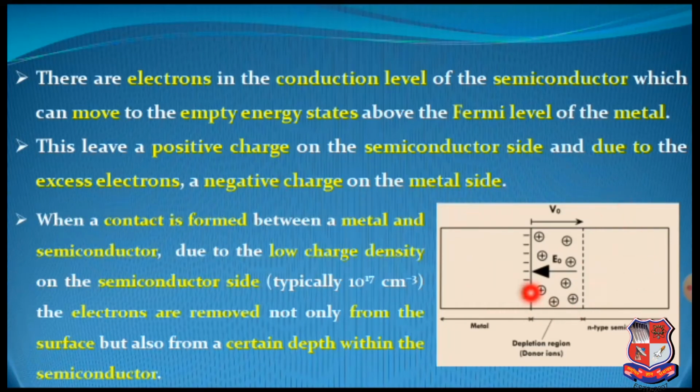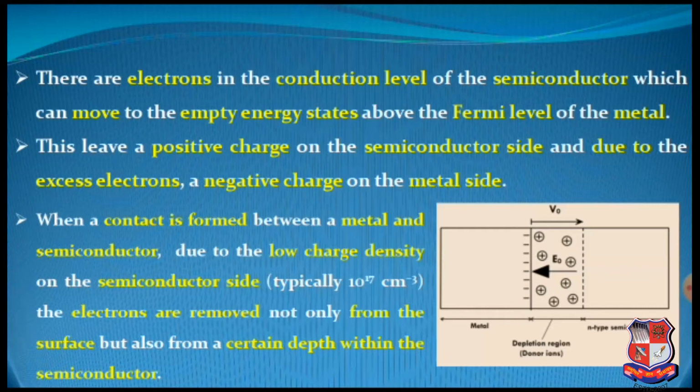So this is the metal n-type semiconductor phenomenon, where positive charges are left in the n-type semiconductor and negative charges of electrons are approaching the metal side. When a contact is formed between a metal and semiconductor, due to the low charge density on the semiconductor side, typically 10 to the power 17 per centimeter cube, the electrons are removed not only from the surface but also from a certain depth within the semiconductor.